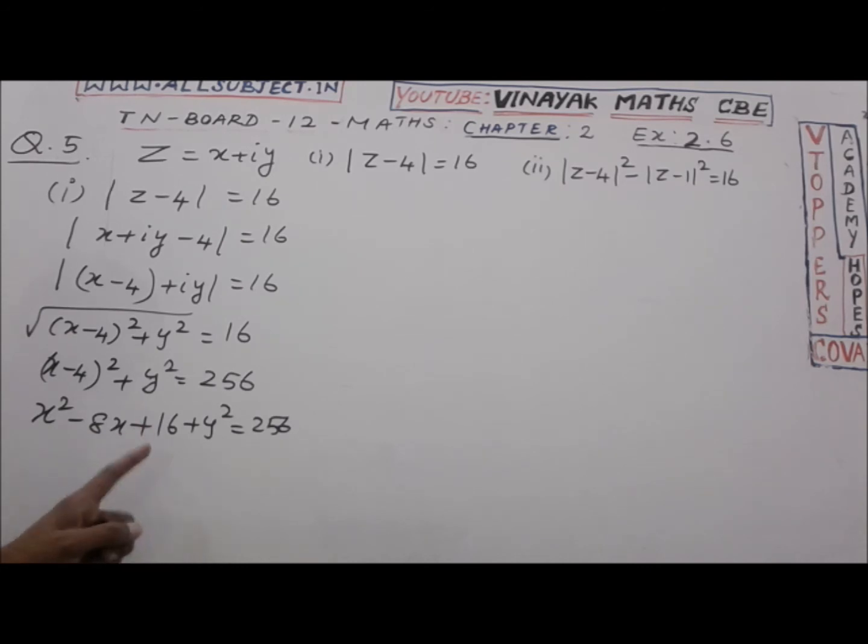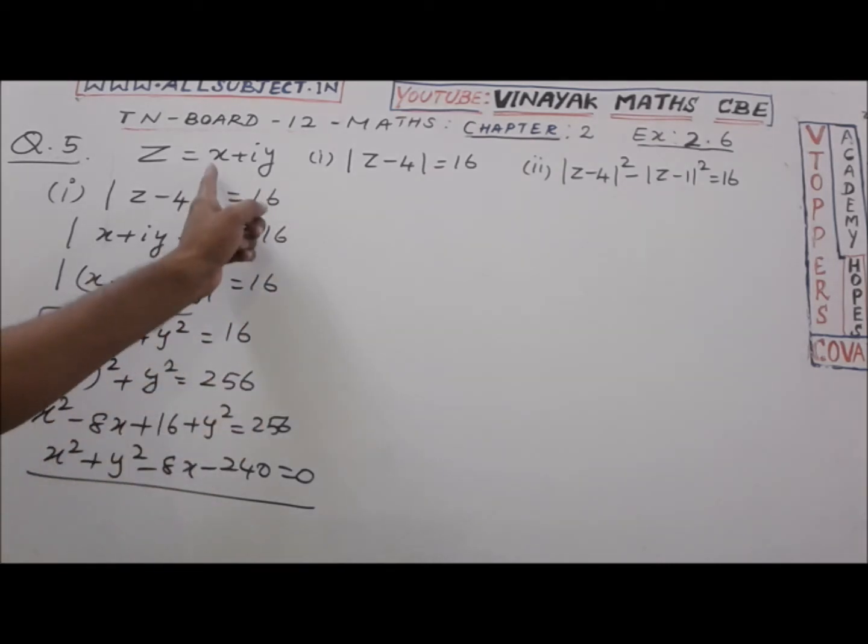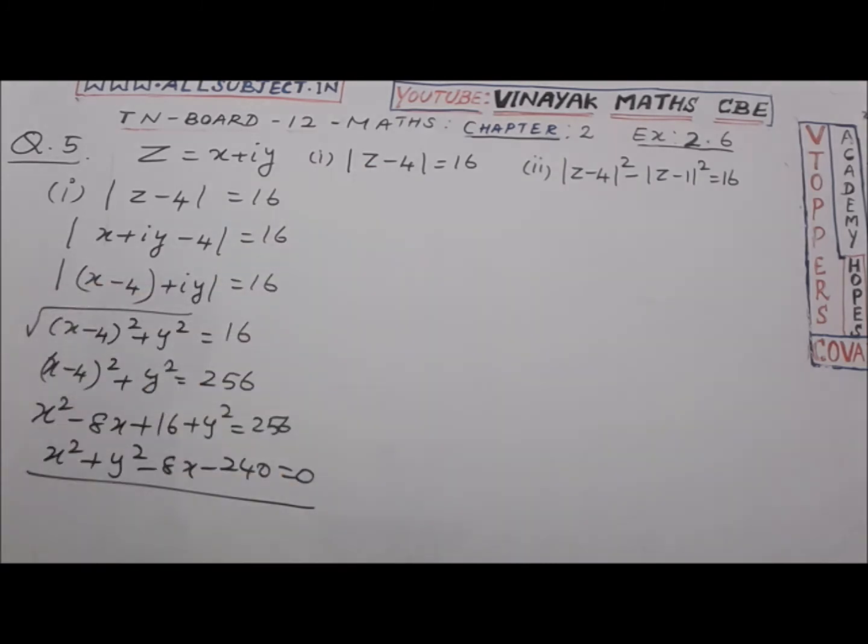Now grouping one side, we will get x square plus y square minus 8x. Now 256 on the left side minus 256. Here we have 16. So totally we have minus 240 equal to 0. So x square plus y square minus 8x minus 240 equal to 0 is the Cartesian equation when z follows the condition of modulus z minus 4 equal to 16.